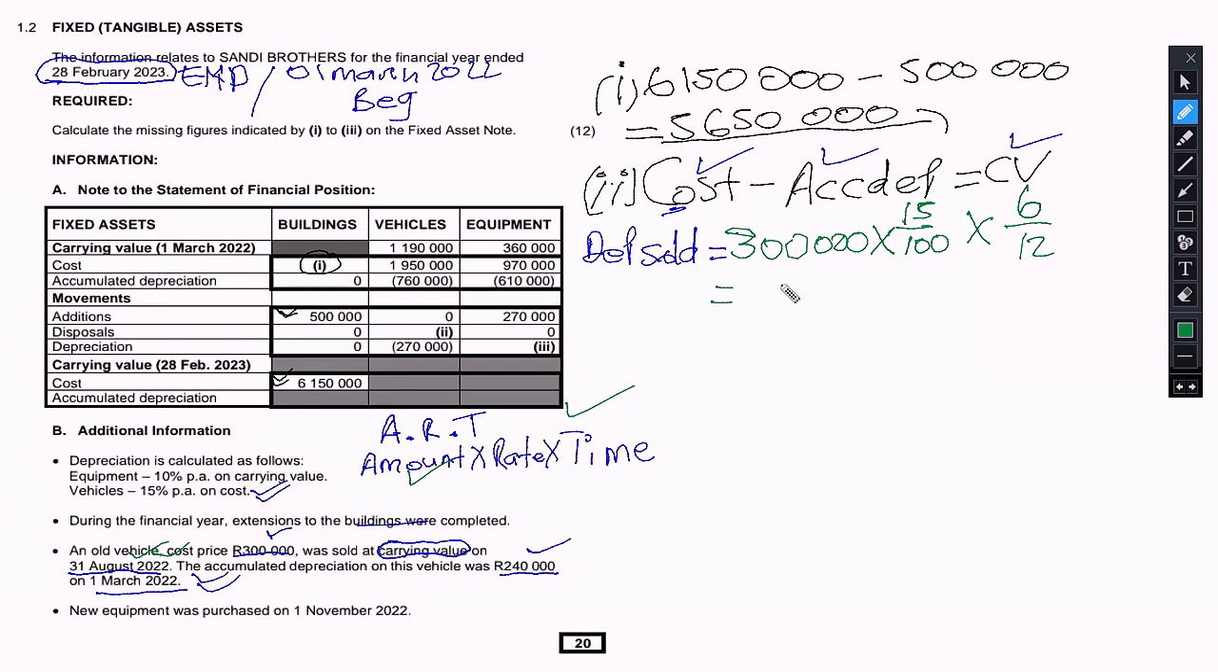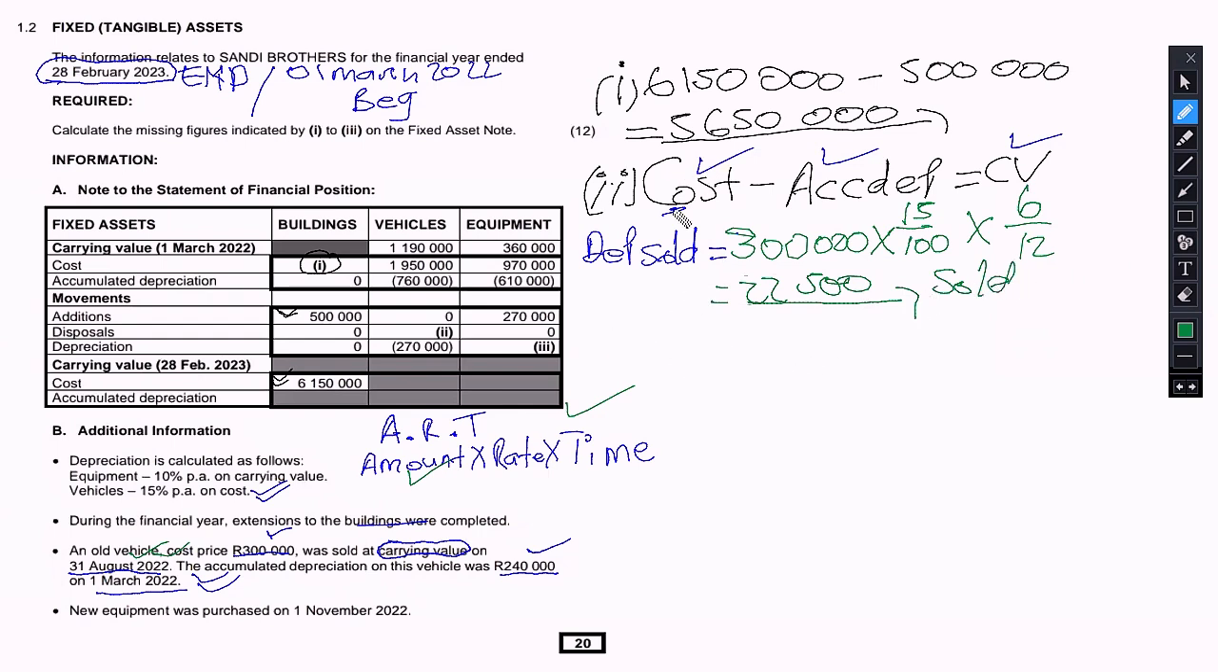So the value of depreciation will be 22,500. So now we have the value of depreciation on the asset sold amounting to 22,500.